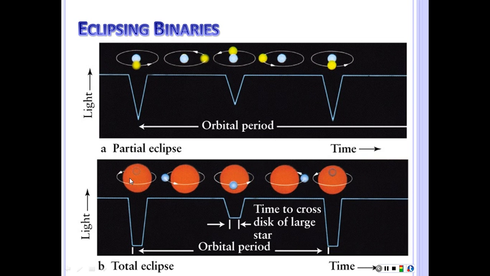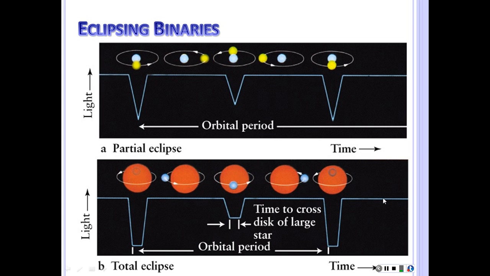Here we have another system where we have a blue star and a red star, and the red star is much bigger, and so the red star completely blocks out the blue star and we lose a lot of light, whereas the blue star only blocks a tiny bit of the red star, so we don't lose that much light, and so we get a difference in the brightness there.